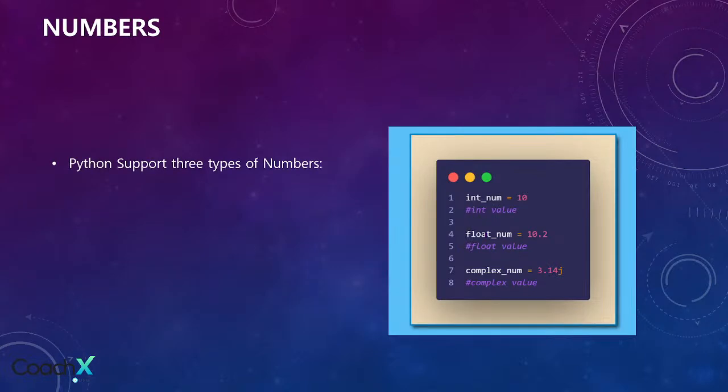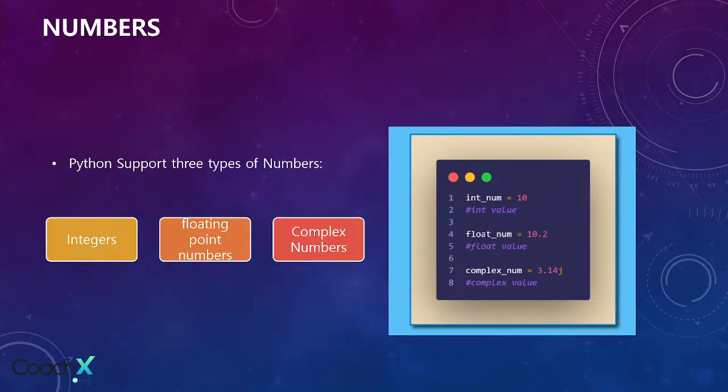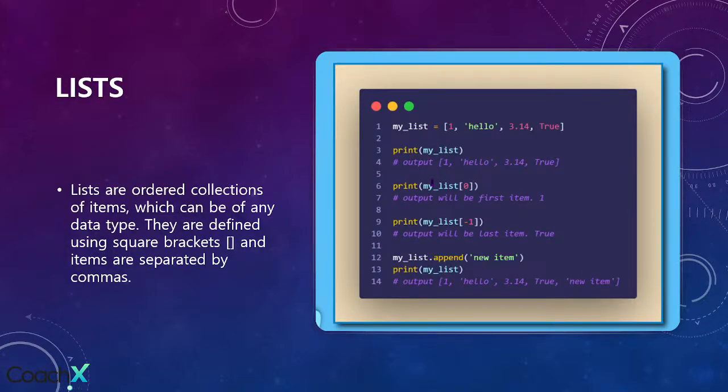The next data type is number. You already know numbers, right? But in Python we have three types of number. One is integers, the second is floating point numbers, and the third is complex numbers. We're going to see all of this practically within 5 minutes.